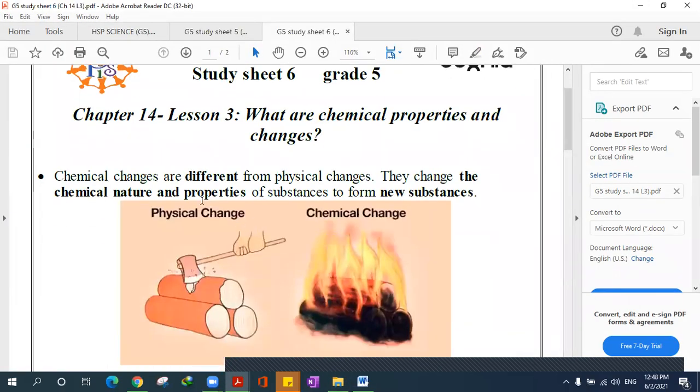And in chemical change, the properties will change into a whole new matter.